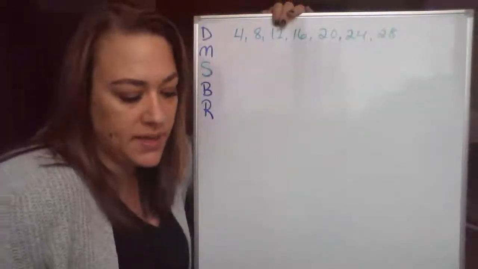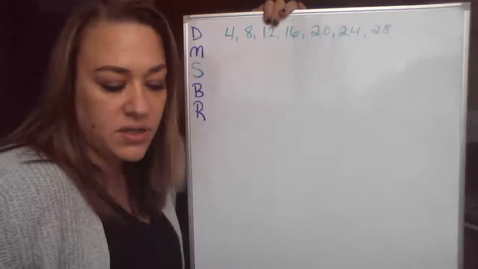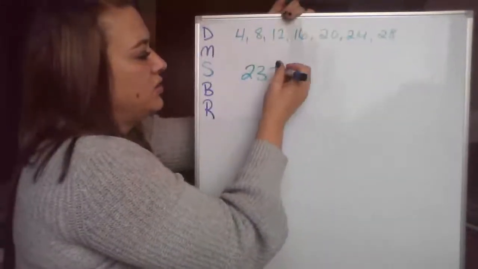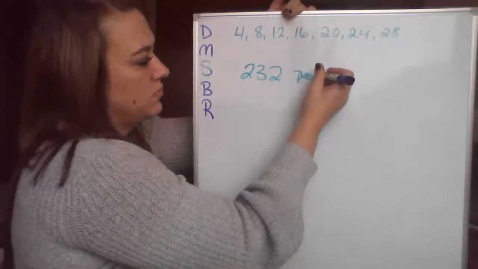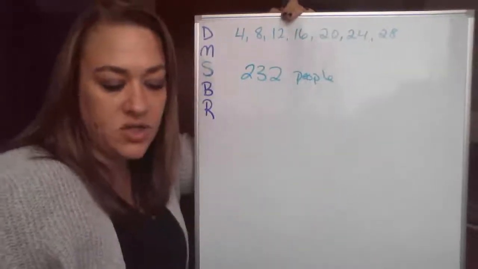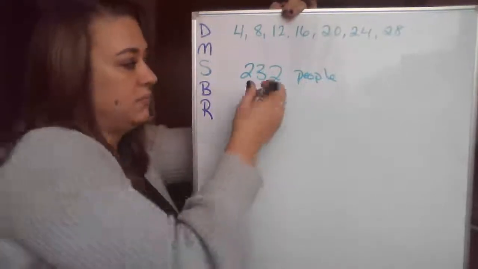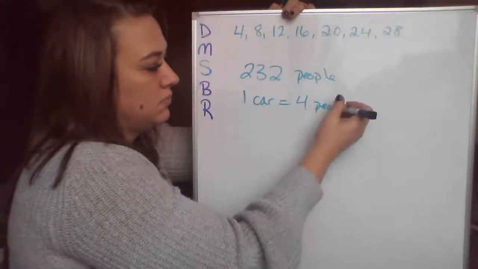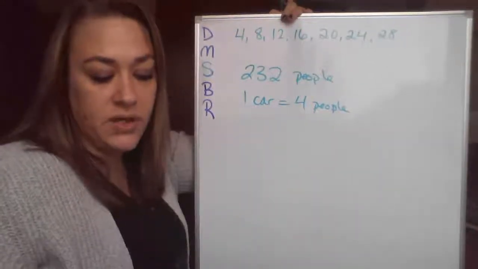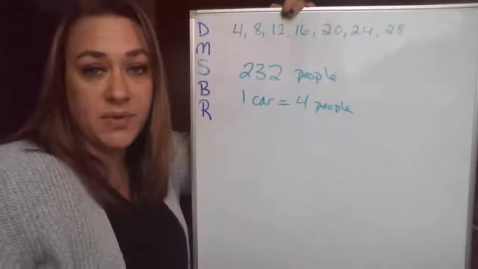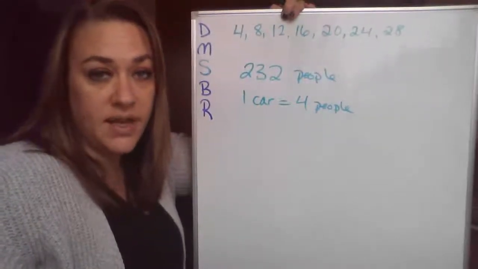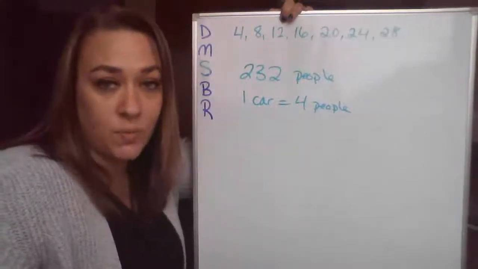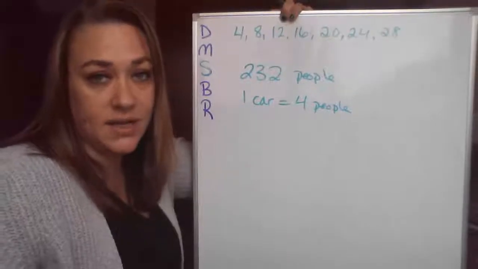Okay, so our next problem is 232 people are driving to a conference. If each car holds 4 people, so one car is equal to 4 people, including the driver, how many cars will be needed? Okay, so this, we don't know how many cars we need, but we know our total and we know how much one unit holds. So our tape diagram is going to look slightly different.